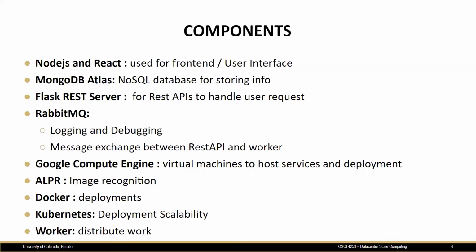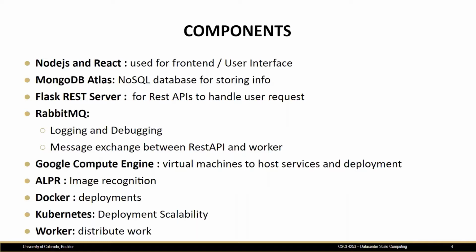RabbitMQ is the message queue which we use here. So it acts as a broker between the REST API and the workers. We have also used RabbitMQ because it helps with the logging and debugging. We use Google Compute Engine to spin up virtual machines and to host services like REST.